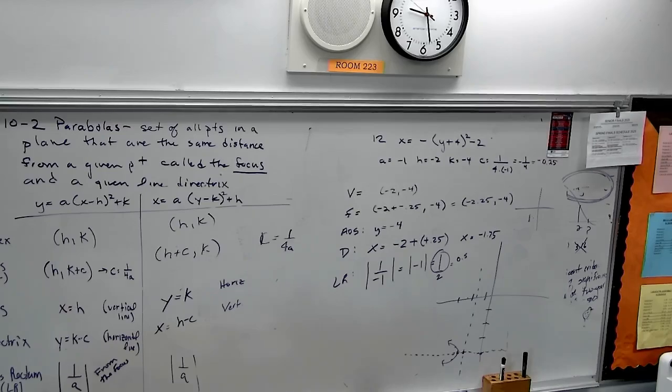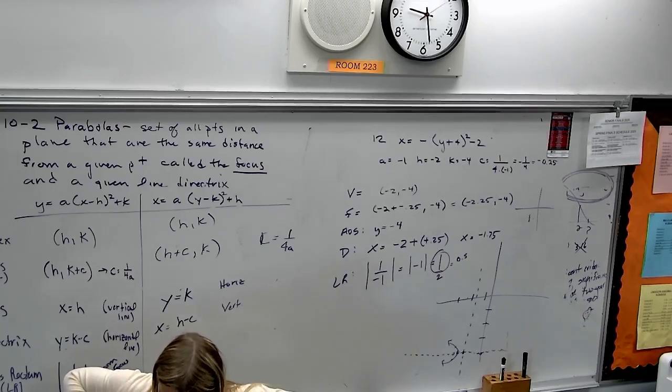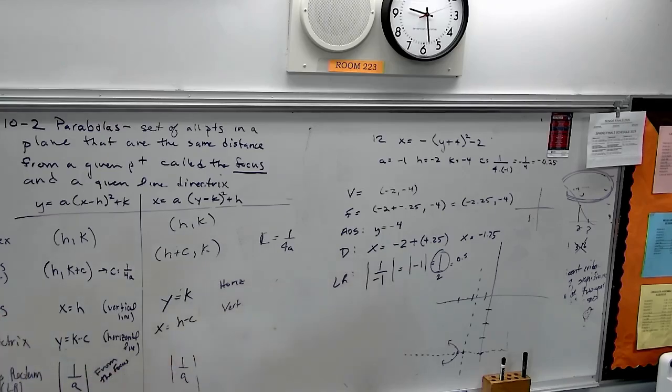The last thing is your LR is 4, so you only go half to the right and half to the left. That gives you a total distance of 4. I think the whole thing that got messed up is this 1 over 4 times A. Okay, and now you're set.